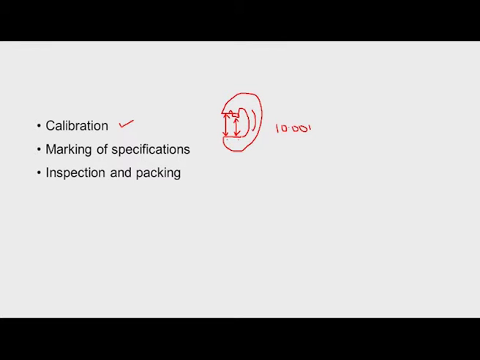And then final inspection should be carried out with respect to the marking of size of the gauges, and whether all the details are provided or not: what is the tolerance, which side is go, which side is no go. All such things should be marked properly, and the inspection is carried out to check all those details, and finally they are packed.